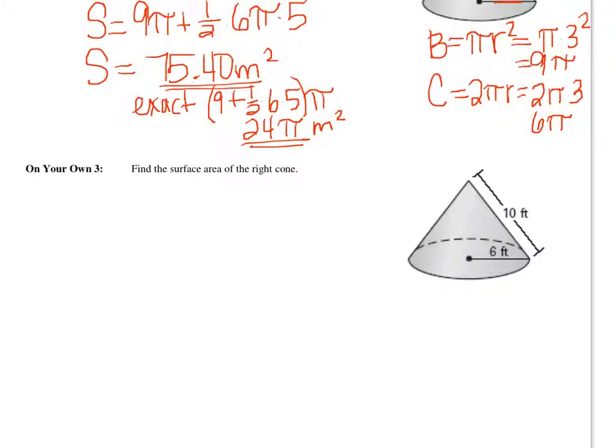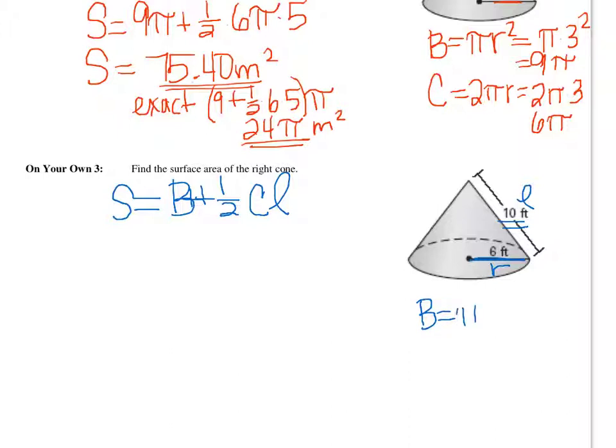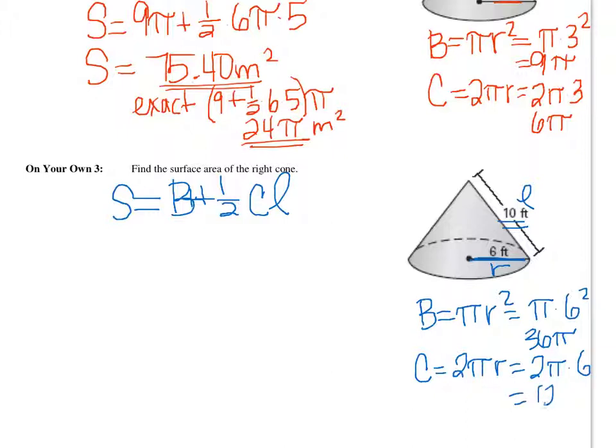Okay, let's do one last example here. So for this last example, let's write our formula down again. The surface area of my cone is my base area plus half my circumference of my base times my slant height. All right, here's my slant height. This 6, that's my radius. So my base area, since it's a circle, it's pi times our radius squared. So that's pi times 6 squared, or 36 pi. My circumference of my base is a circle, so it's 2 pi times the radius. So it's 2 pi times 6, and that's 12 pi.